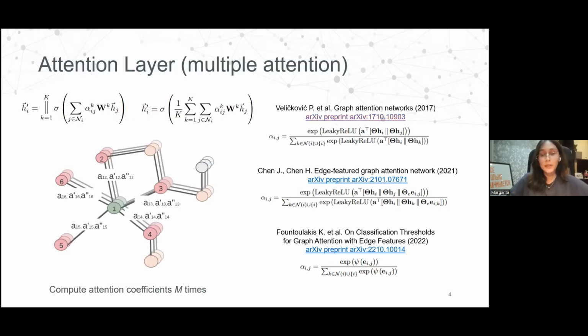Moreover, to stabilize the process, Veličković proposed the multi-head attention mechanism, and it basically means that we need to calculate attention coefficients several times and then either concatenate or average the results. According to the paper, it's recommended to use concatenation on hidden layers and average on the final layers.